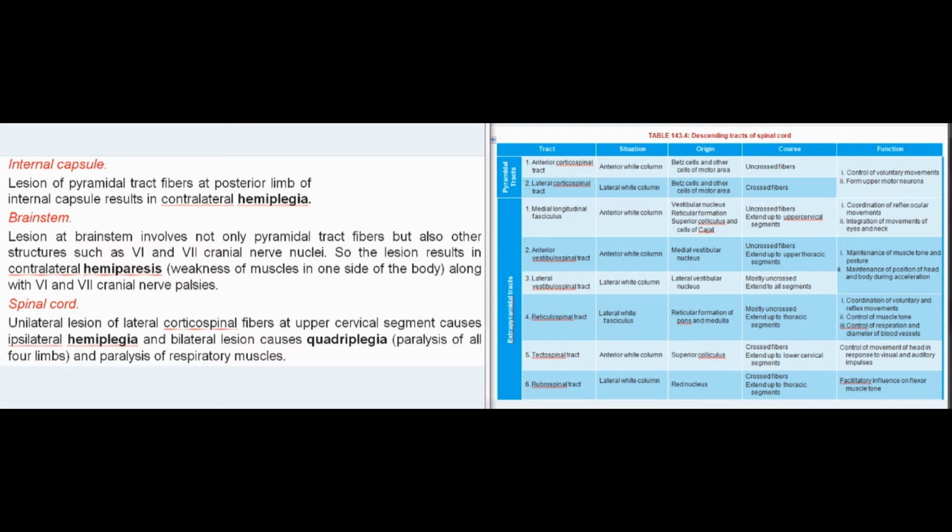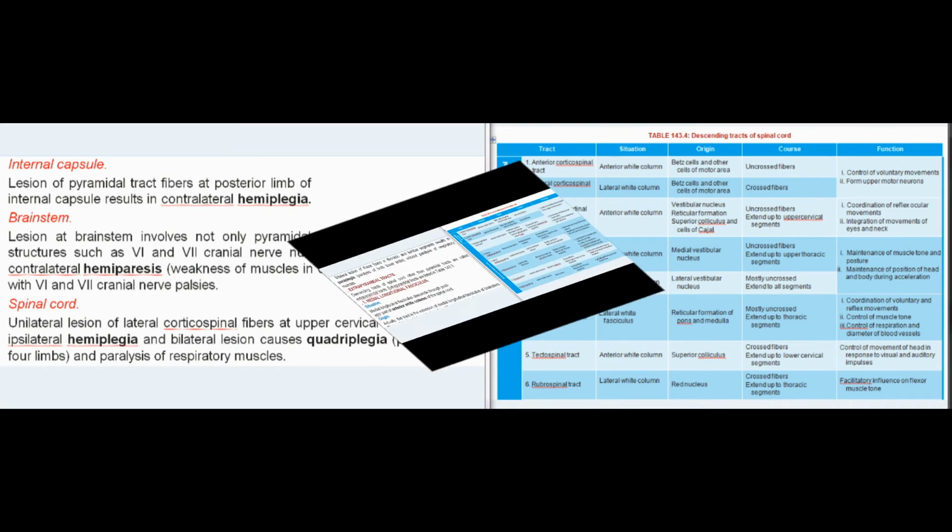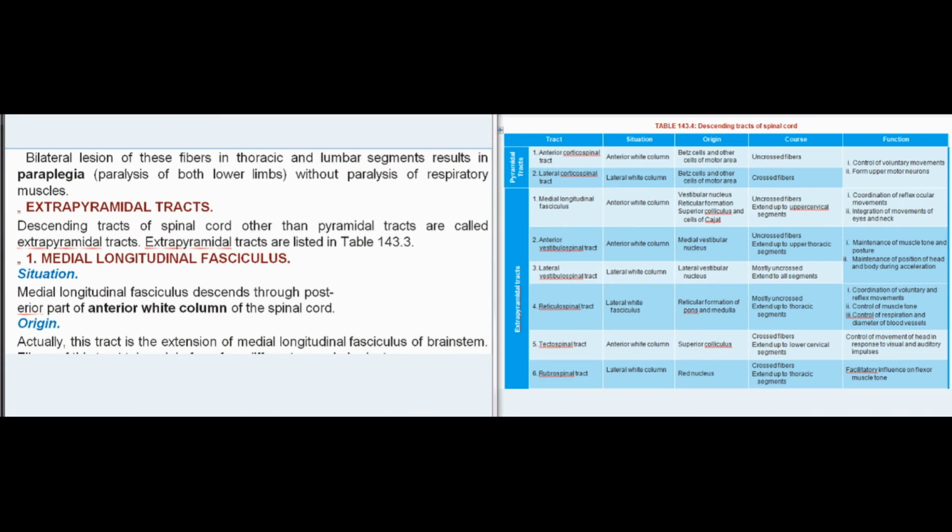Spinal cord. Unilateral lesion of lateral corticospinal fibers at upper cervical segment causes ipsilateral hemiplegia and bilateral lesion causes quadriplegia, paralysis of all four limbs, and paralysis of respiratory muscles. Bilateral lesion of these fibers in thoracic and lumbar segments results in paraplegia, paralysis of both lower limbs, without paralysis of respiratory muscles.